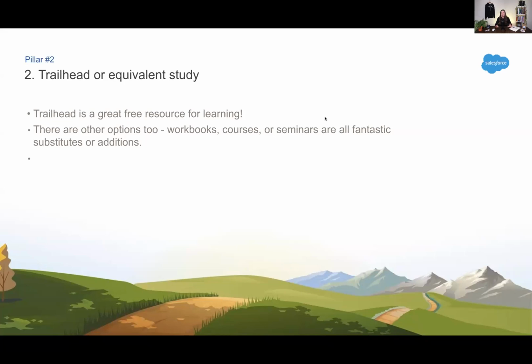Now, Trailhead isn't always for everyone, so make sure that you check out some other options, such as activity workbooks, different courses. There are some great free quizzes online, and some really cool seminars as well. So whatever you find that works for you, even doing some more real world experience would be a really fantastic way to substitute this if Trailhead isn't really for you.